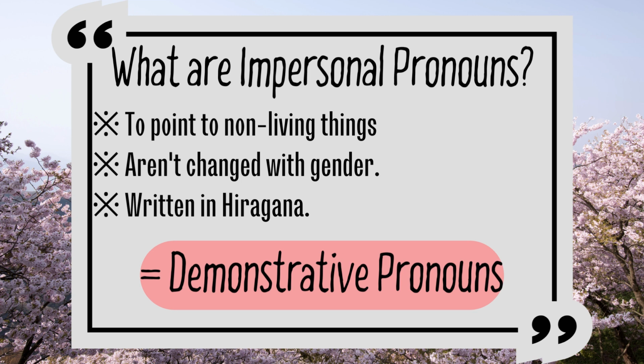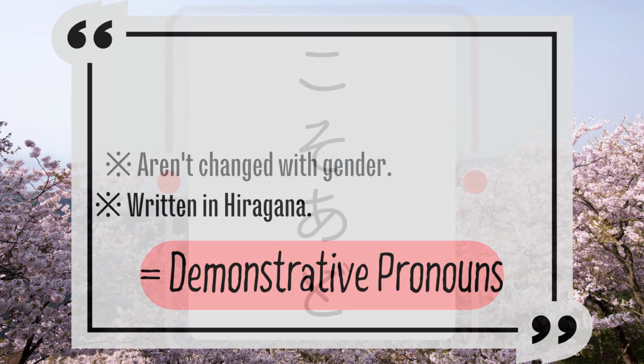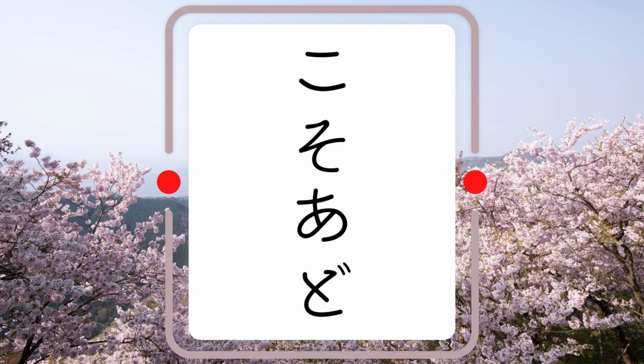Unlike personal pronouns, these demonstrative pronouns are not changed with gender. Remember that these words are usually written in hiragana. In Japanese, we use ko, so, a, do words to refer to something. Let us introduce you to the concept of this ko, so, a, do word.